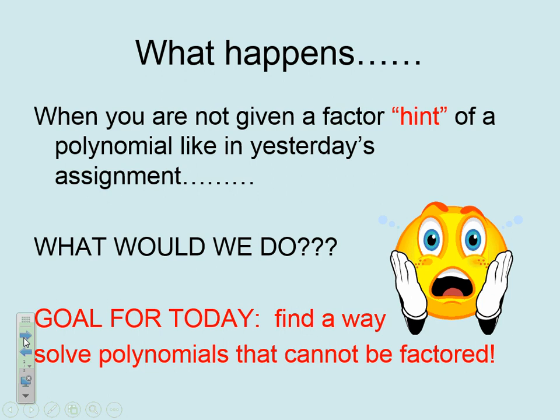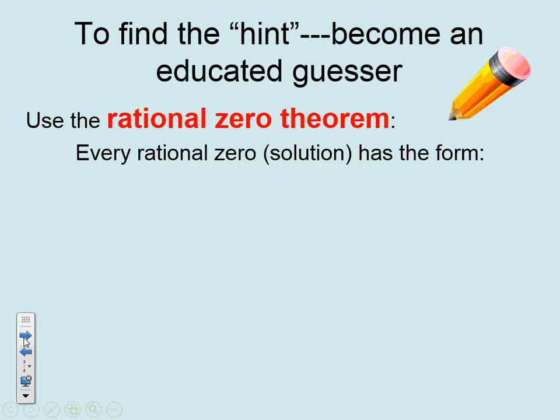Our goal for today is to find a way to solve polynomials that cannot just strictly be factored. So we need to be able to generate some sort of hint to get us started. To find this hint, you need to become an educated guesser. I want you to write this part down. We're going to go ahead and start with what's called the rational zero theorem.